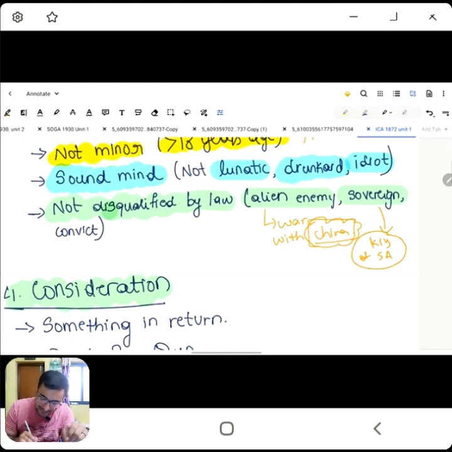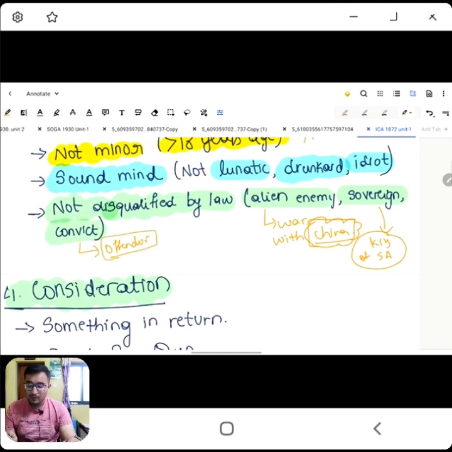And third, convict. Convict means a person who is an offender, has done some criminal or civil offense, and is being prosecuted in the court of law. So if you are an offender, if you have done some crime, then the law is not allowing you to enter into a contract.